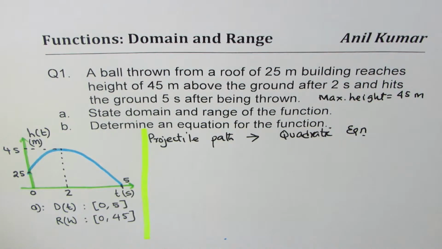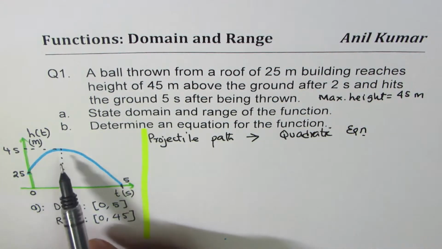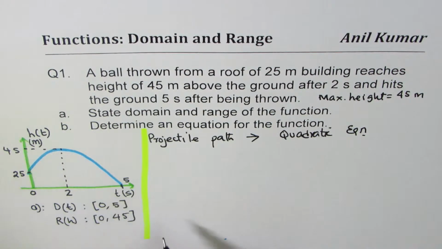Now let's get into part B, which is to determine the equation for the function. When you look at this path, it's a projectile path. Now we can use different kinds of quadratic equations to get to the solution. But if you know the maximum, the best way is to use the vertex form, right?